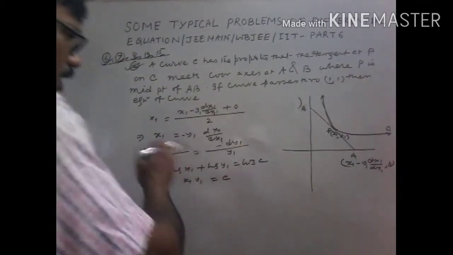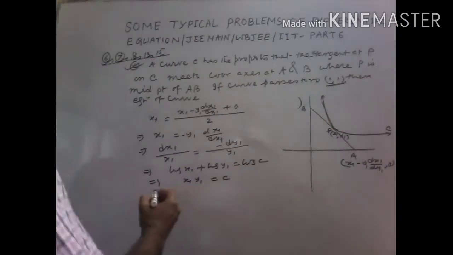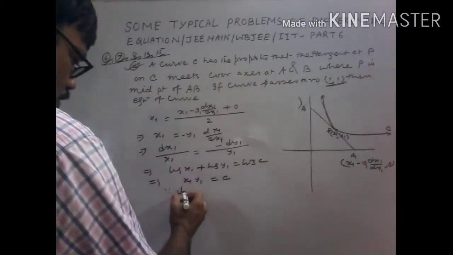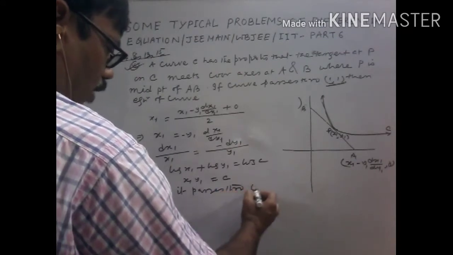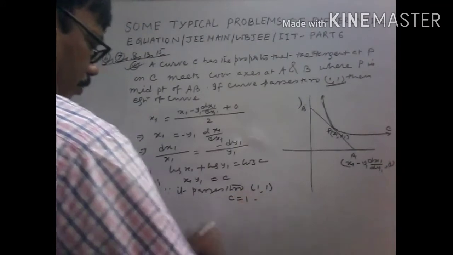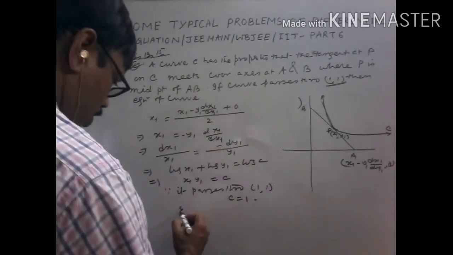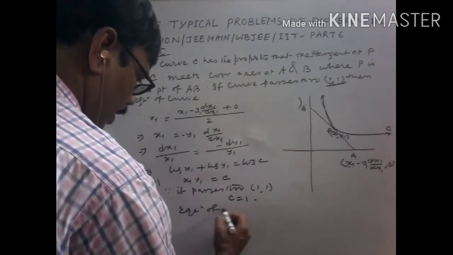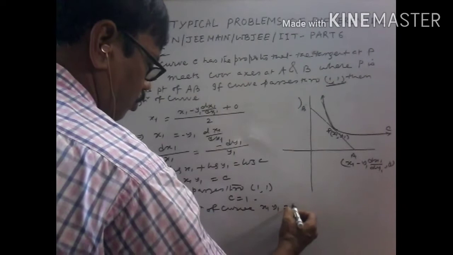Now to get c, one condition is given. It passes through (1, 1). Since it passes through (1, 1), this implies c equals 1. So what is the equation of the curve? The equation of the curve is x1 y1 equals 1.